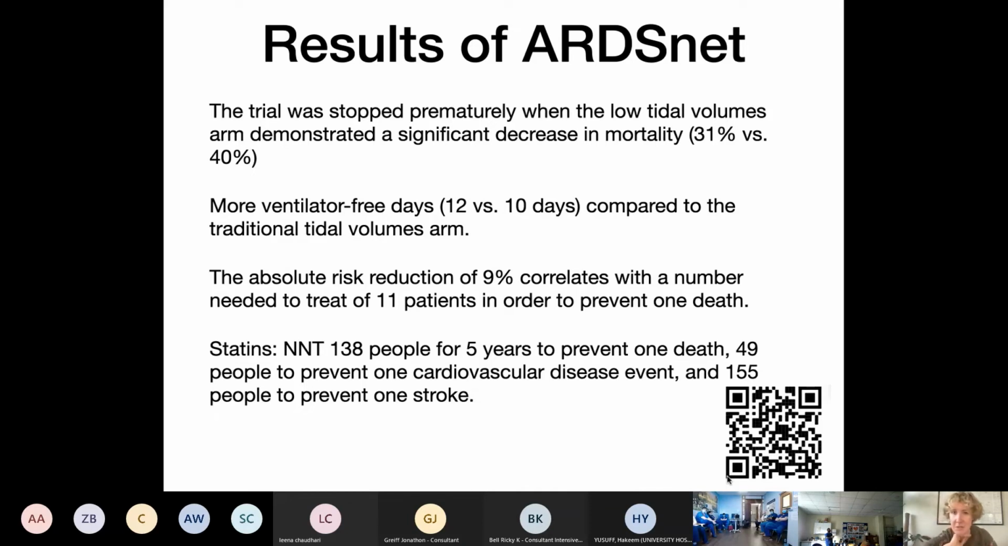The QR code at the bottom here is just a link to Wiki Journal Club, for a more summary for you to look at if you so wish.